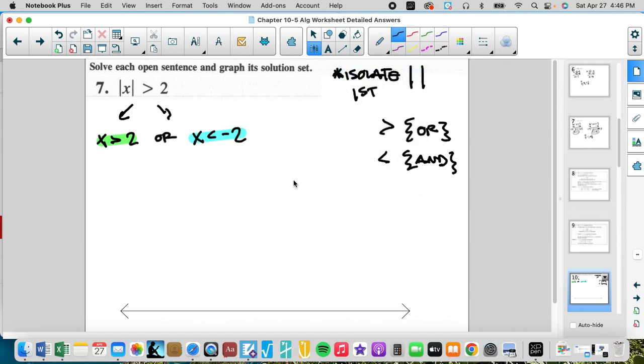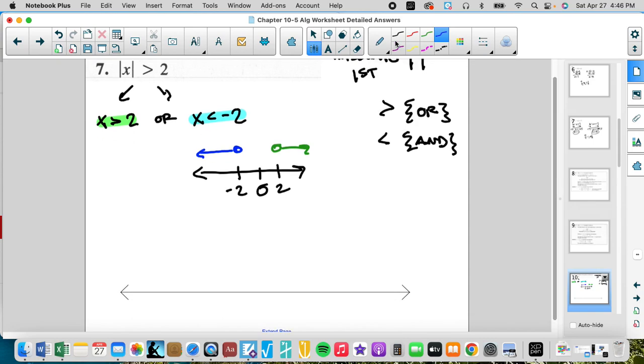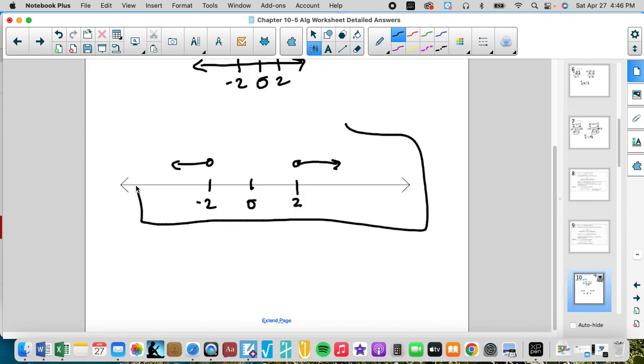So let's graph this. This is negative 2, 0, 2. Let's use green. x is greater than 2. Open circle, go in that way. x is less than negative 2, goes that way. Since it's an or, I only need one, or at least one. So this would be my graph for my solutions, with open circles at negative 2 and 2.